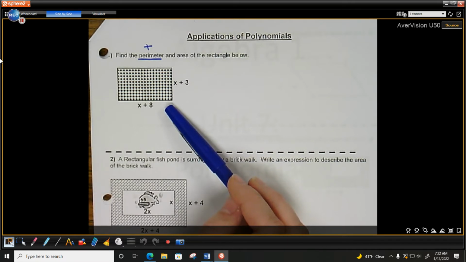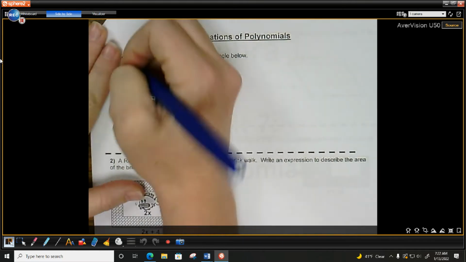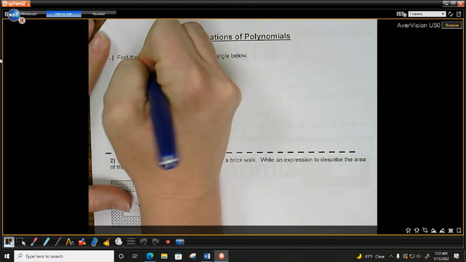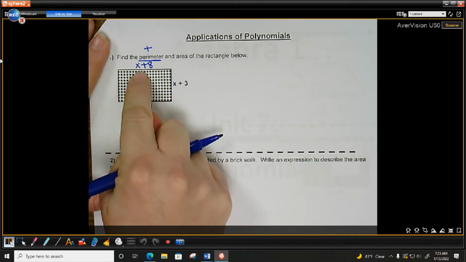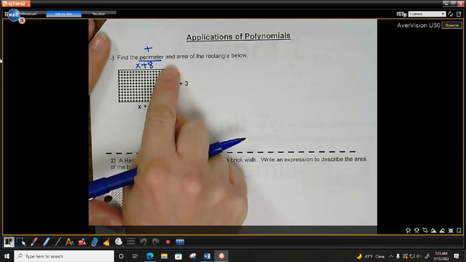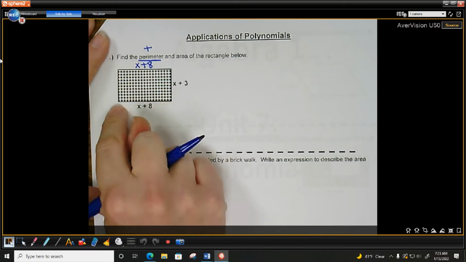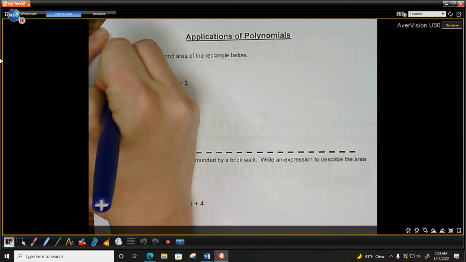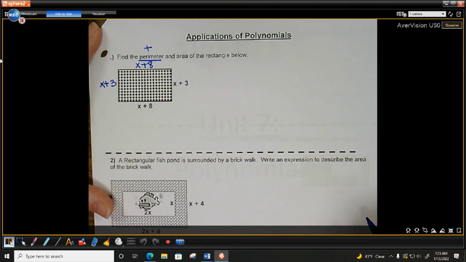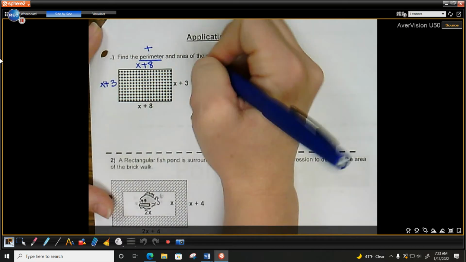No, so what do I need to do? I could multiply each by 2. I think most people like just labeling each side. Since it's a rectangle, if the bottom is x plus 8, the top is also x plus 8. If the side is x plus 3, what's the other side? X plus 3. Do I now have all 4 sides labeled? Yeah, so now I'm ready to find my perimeter.